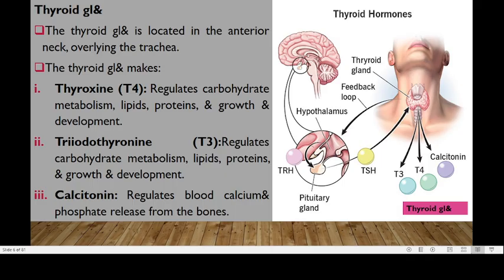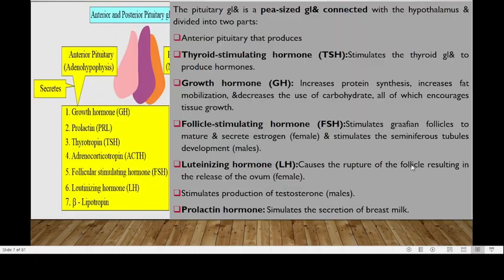We also have the C cells in the thyroid, which normally produce calcitonin. Calcitonin is involved in regulation of blood calcium and phosphate release from the bones. So remember, we have the control center, which is the hypothalamus, which normally secretes the TRH. The TRH stimulates the pituitary gland to release the TSH. The TSH now is the one that is stimulating the thyroid gland to release the T3 and the T4.